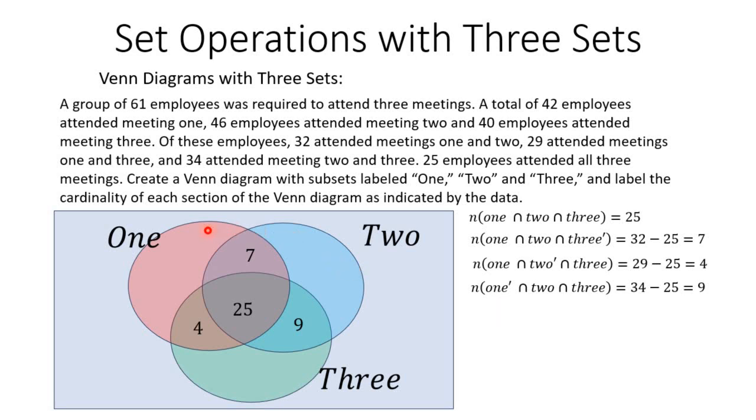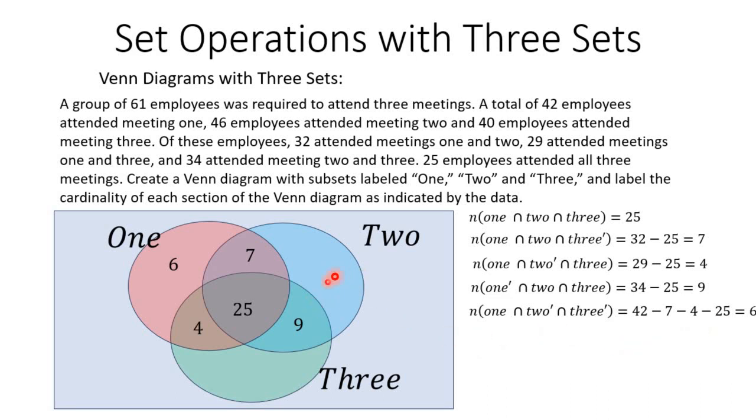There were 8. We're going to look at the singlets now, the ones that only went to 1, the employees that only went to 2, or the employees that only went to 3, and also the employees that went to none. So for the employees that went to only 1 and not 2 and not 3, well, it says here that 42 employees went to 1. So I just have to take away the 7 that went to 1 and 2, the 25 that went to 1, 2, and 3, and the 4 that went to 1 and 3 away from that 42 to get the people that only went to 1. And that's 6 people only went to meeting 1.